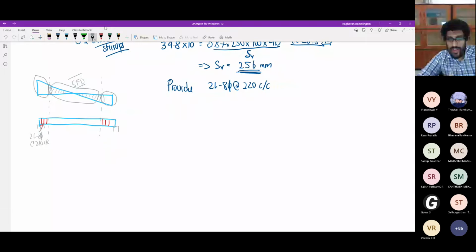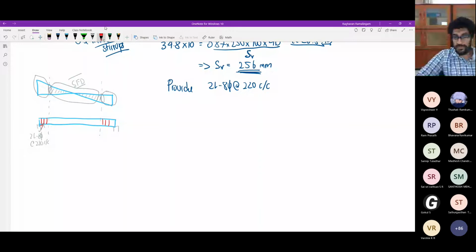So you're allowed to increase the spacing in regions. Many times what people will do is, for some distance from the support, they will retain the same shear reinforcement as calculated for the critical section. And when they come to the middle, L by 5 at each end, the interior 3 by 5 length, for that region they will double the spacing of the stirrups.